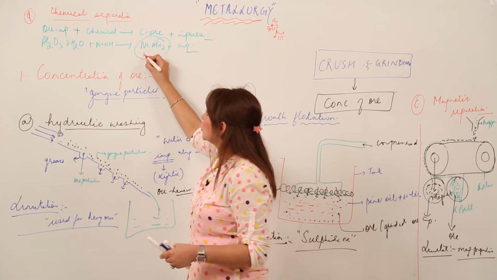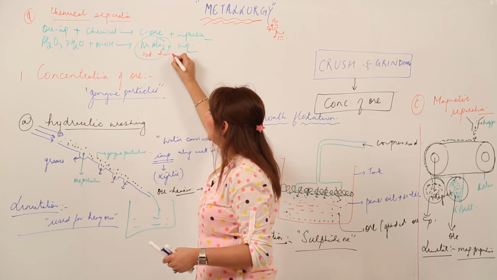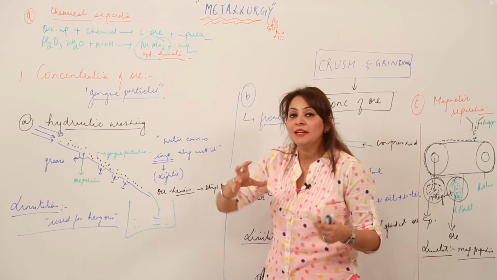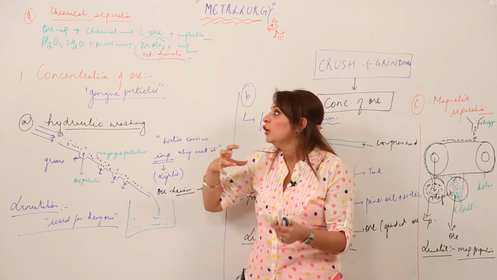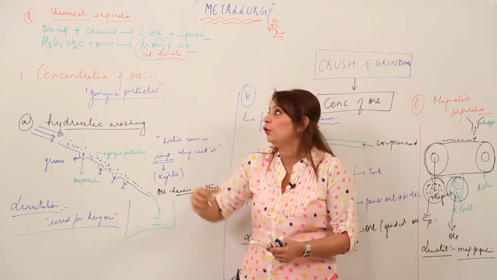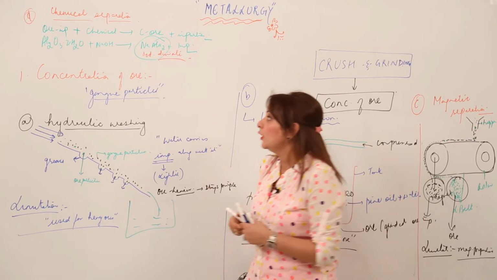So this is sodium aluminate. Right. What we'll be doing now? Now it is free from impurities, but it is not the formula of our ore. Right. We need to have our concentrated ore out of it. So what we'll be doing?